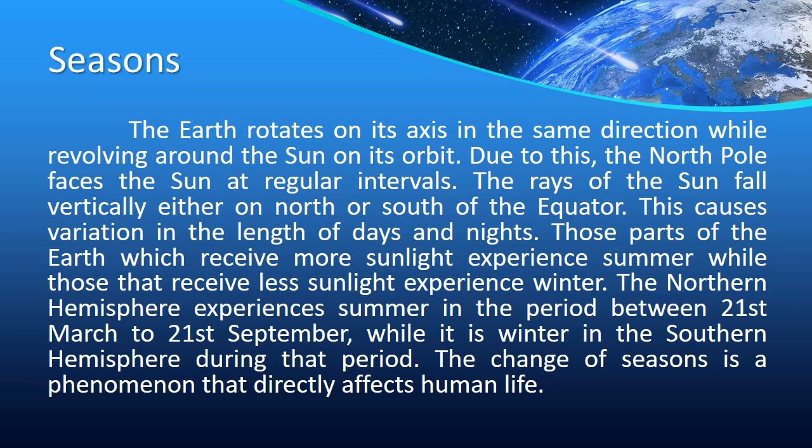It never happens that the sun rays are falling vertically in the northern as well as in the southern hemisphere. It can either be in the northern hemisphere or in the southern hemisphere. So when there is summer in the northern hemisphere, in the southern hemisphere it will be the opposite. It will be winter, and vice versa. So this causes the seasons. Let's see a diagram explaining this.